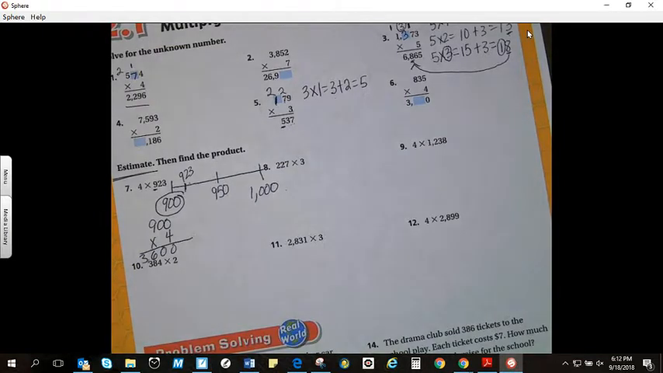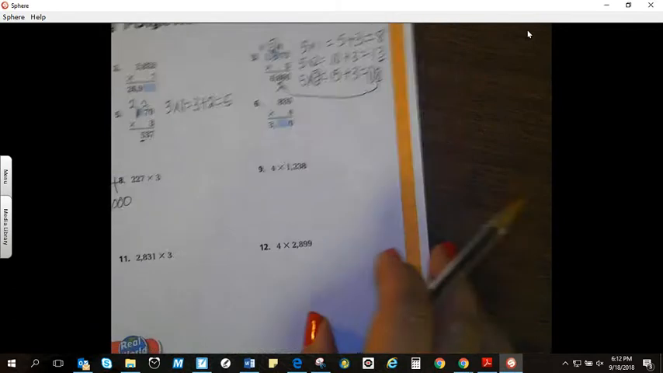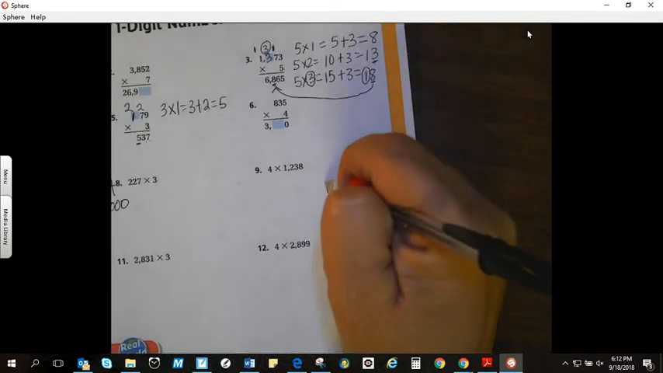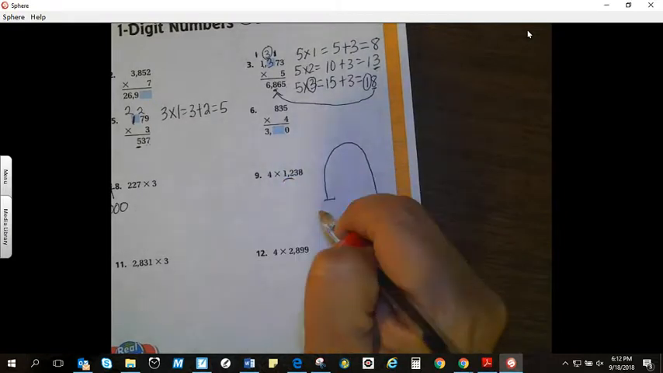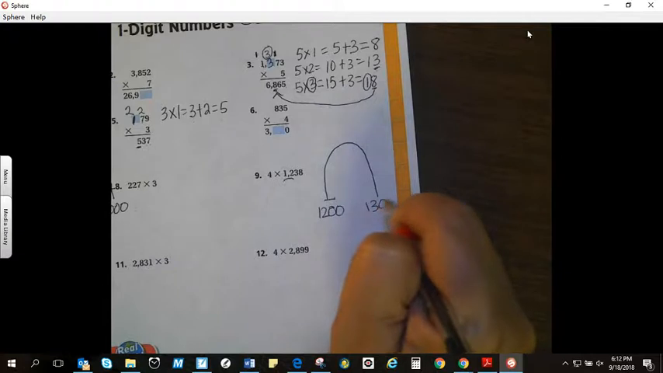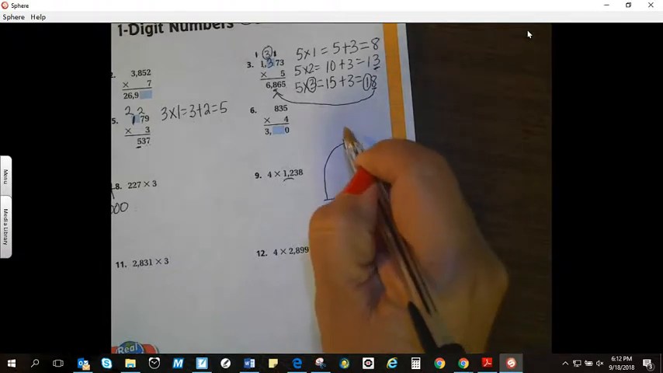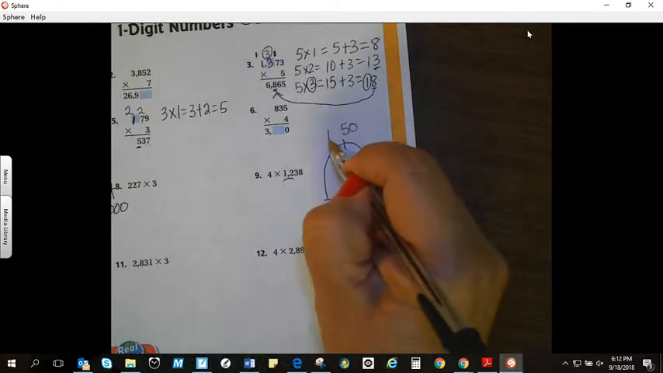Let's move over to number 9. I'm going to do this one as a bell, so we talked about that in class today. This is at 1,200. The next whole number is 1,300. And in the middle, it's 50, so it would be 1,250.